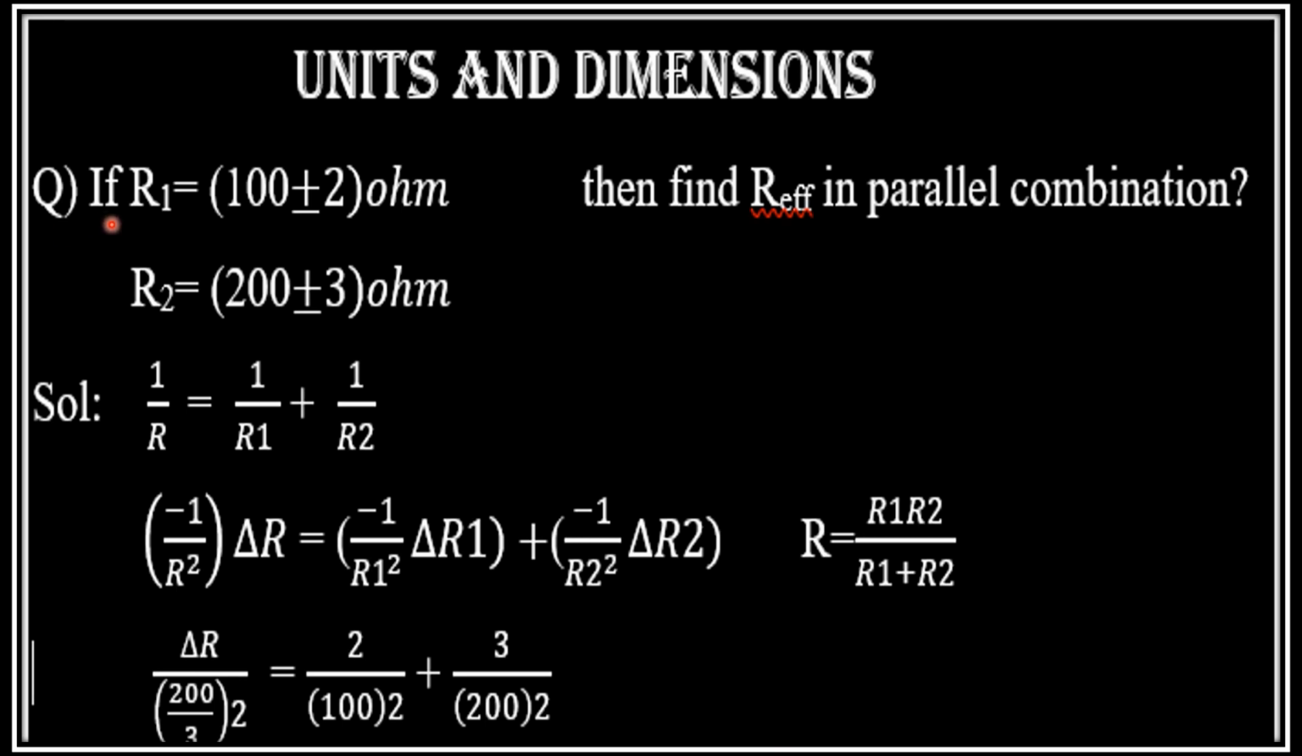They have given the question as: if R1 equals 100 plus or minus 2 ohms, R2 equals 200 plus or minus 3 ohms, then find R effective in parallel combination. We should find effective resistance in parallel combination.